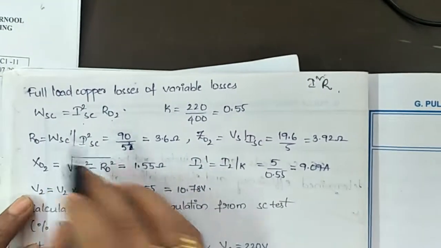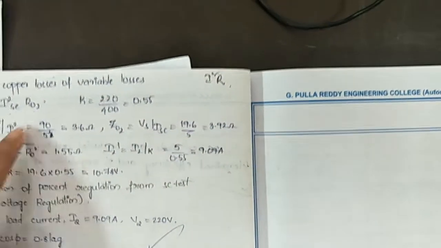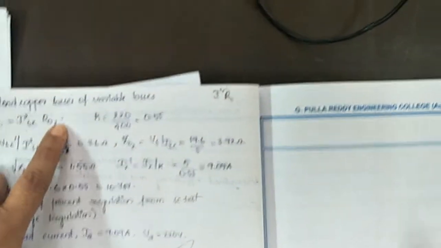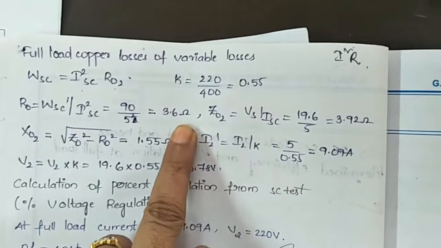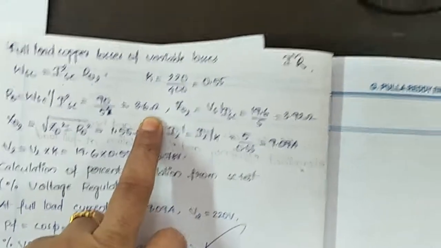So here WSC is already known, 90. ISC is known. You can calculate the R02 value. R02 will be equal to WSC by ISC square. So the R02 value is obtained as 3.6.